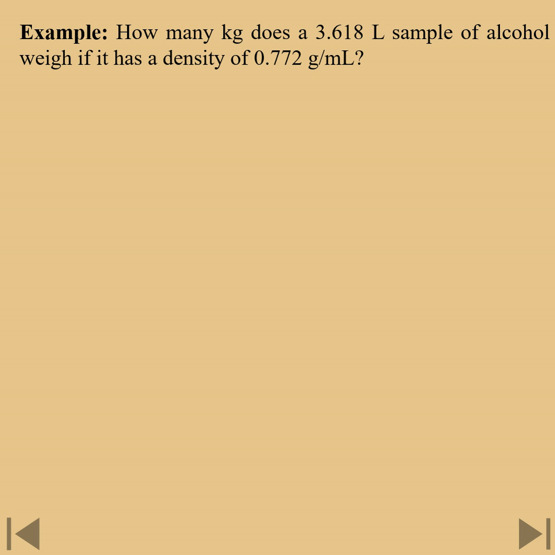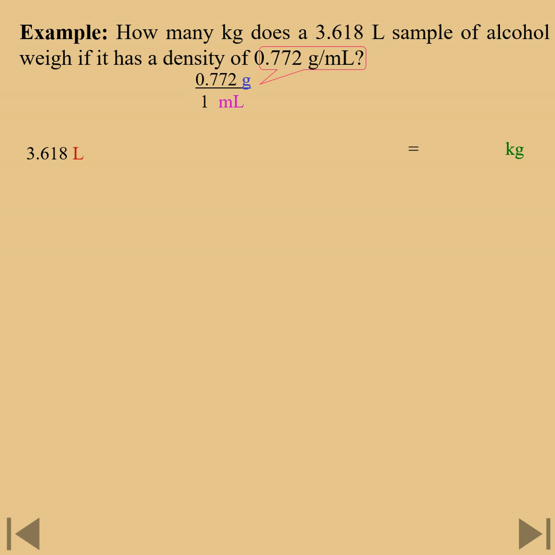Let's do an example. How many kilograms does a 3.618 liter sample of alcohol weigh if it has a density of 0.772 grams per milliliter? We are using our units, so step 1, we are after kilograms. Step 2, only one of those numbers has a single unit attached to it, and that would be the liters. That grams per milliliter has 2 units. You can't begin with 2 if you finish with 1. We just exchange units. We don't mysteriously come into them or mysteriously get rid of them. So that's why we start with the same number of units that we finish with.